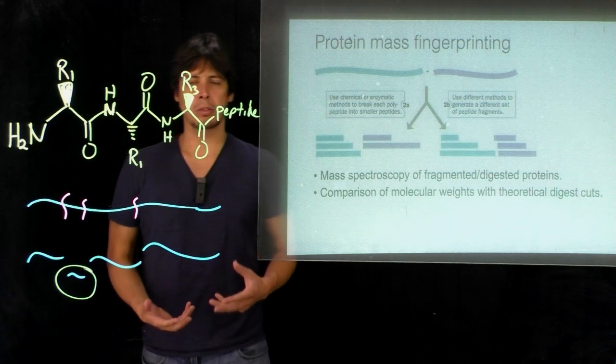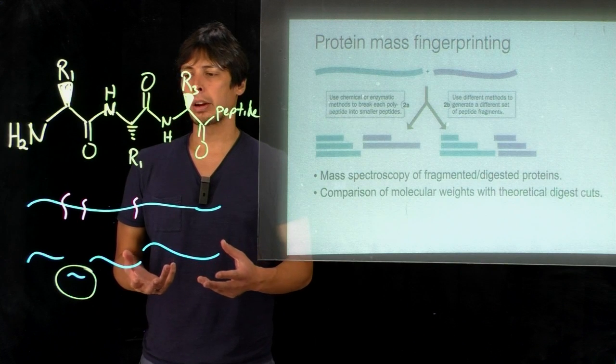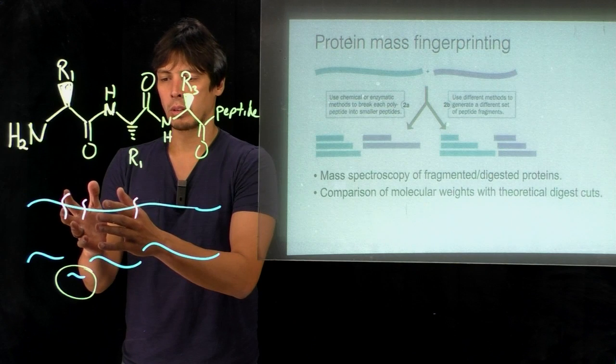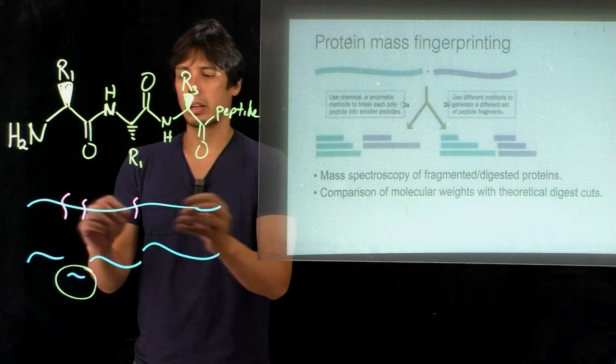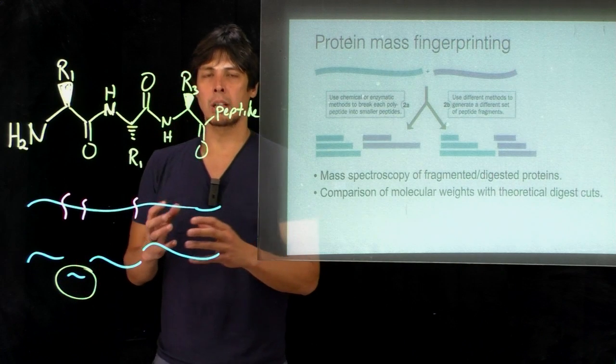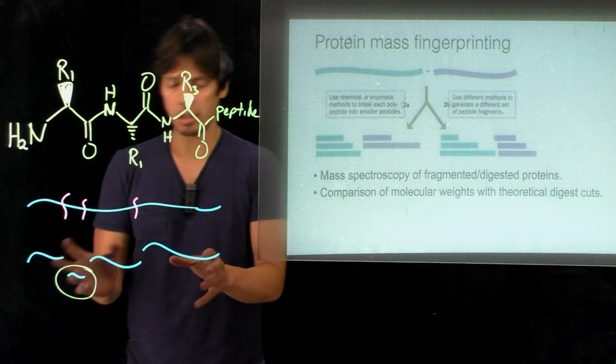So for tandem mass spectrometry, how exactly do we get the masses of these peptide fragments? Remember, we can use trypsin or cyanogen bromide to take our longer peptide and cleave it into smaller fragments. And then from here we can put this into the mass spectrometer, and we can separate these by mass.